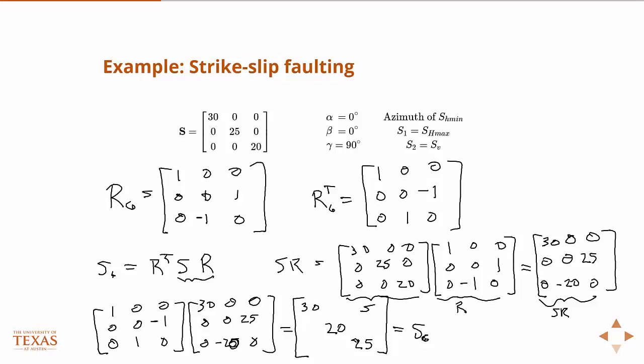All right. So we have our 3 principal directions and principal stresses, right? And we rotate that into our geographical directions. And so that's the stress tensor associated with our geographic coordinate system. Okay?